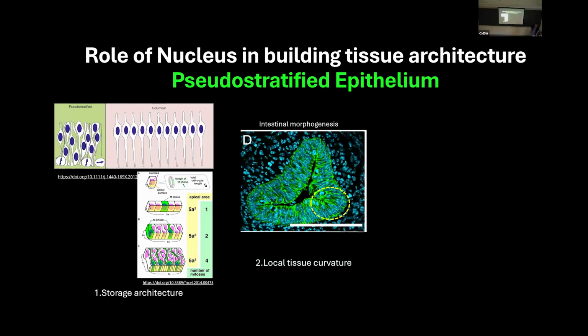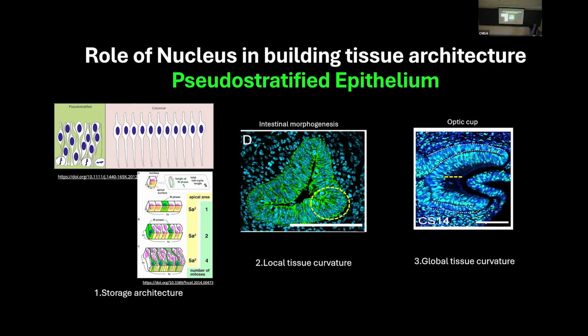So if you think of this pseudostratified architecture from a nucleus material point of view, you can also explain local folding events like here in intestinal morphogenesis, where wherever the new villi is going to emerge, the nuclei are pushed to one side, to the basal side here. Or you can also explain global tissue curvature events where you can push all the nuclei to the basal side and give rise to curved tissue like the optic cup.